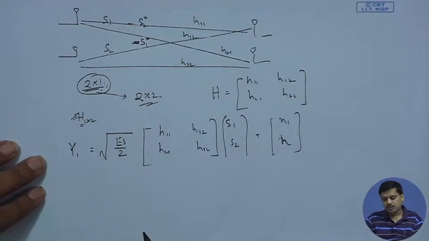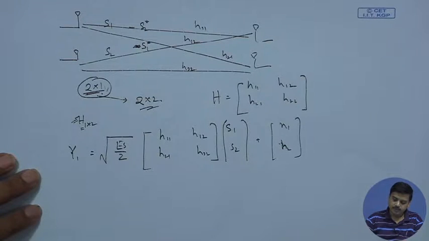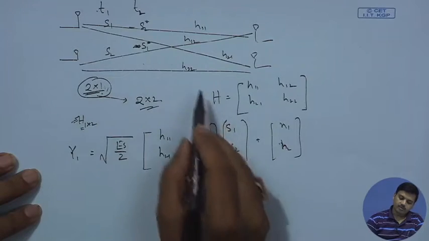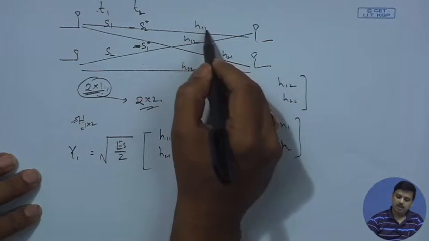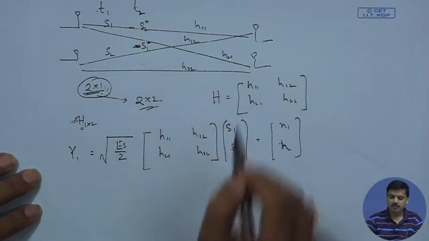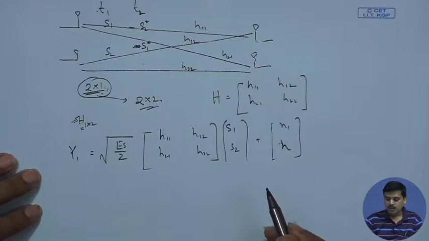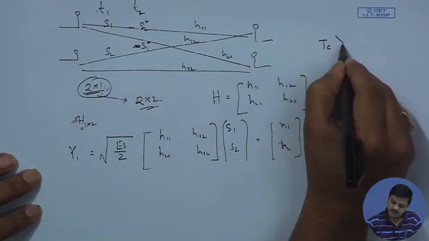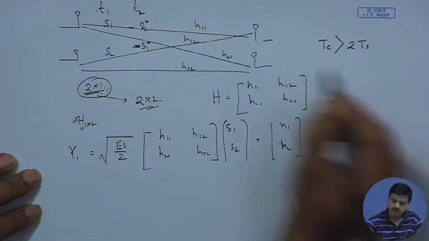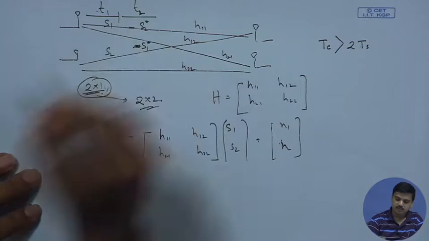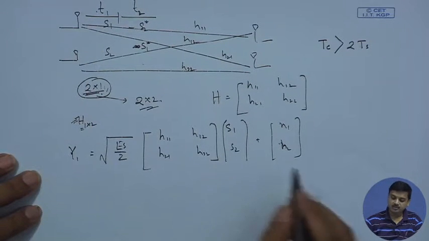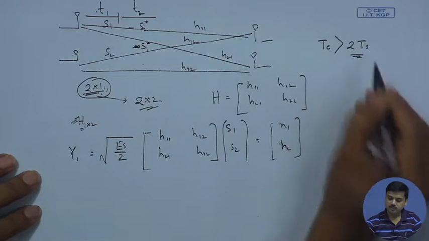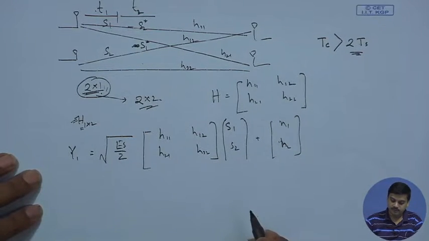Now, while we discuss the Alamouti scheme, we should always remember that we are sending the symbols in 2 time instants, T1 and T2, and we have used the coefficients H1 and H2 in that case. Now we are using H11, H12, H21, H22. It is very important to remember, we make the assumption that coherence time is greater than 2 symbol durations. So if this is symbol duration 1, this is symbol duration 2, it should be greater than that, so that the channels remain constant across the 2 symbol durations. That is very, very important for everything to hold.